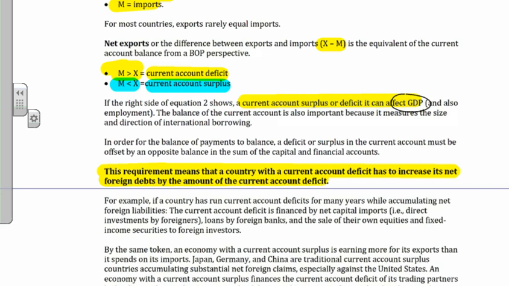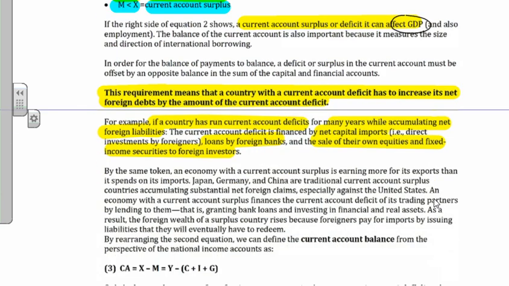Let's look at an example. If a country has a current account deficit for many, many years, it accumulates foreign liabilities. Remember, because it's called the balance of payments, it has to finance it somehow. How does it finance it? By net capital imports, loans from banks, sale of its own equities, etc. So you can see the current account and the capital account will somehow have to balance each other out. And on the reverse side, if the country has a current account surplus.